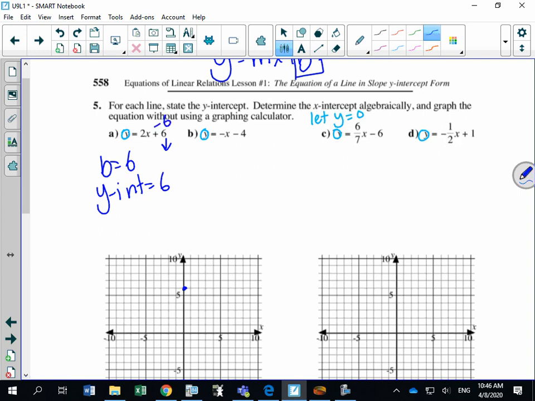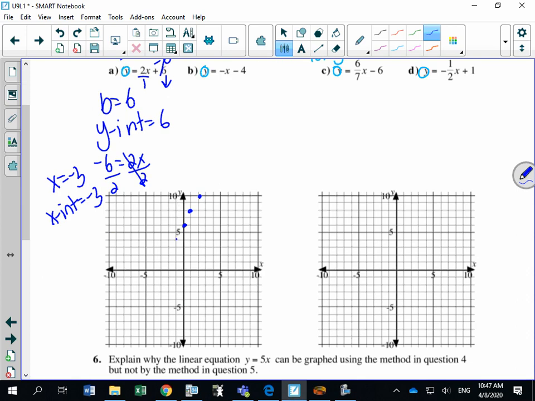So subtract 6 from both sides, and I would get negative 6 is equal to 2x. Divide this by 2 and this by 2. x is equal to negative 3. My x-intercept should be negative 3. So let's check. From this point, let's follow my slope. The slope was 2 over 1, which is a rise of 2 and a run of 1. Going in the opposite direction, though, fall 2 to the left 1, fall 2 to the left 1, fall 2 to the left 1, and look at that, negative 3, right?